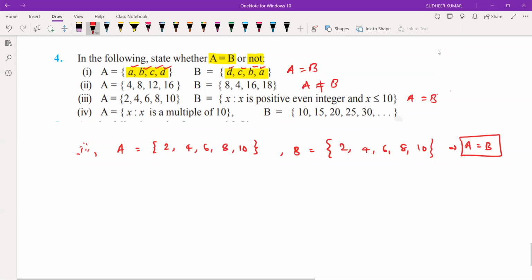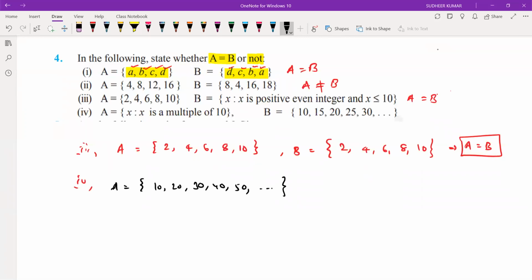Fourth one. We have to write down the sets now. A is x such that x is a multiple of 10: 10, 20, 30, 40, 50 and so on. It is infinite. B is 10, 15, 20, 25, 30 and so on. These are multiples of 5. Therefore, A is not equal to B, as 15 does not exist in set A, nor 25 and so on. That's all.